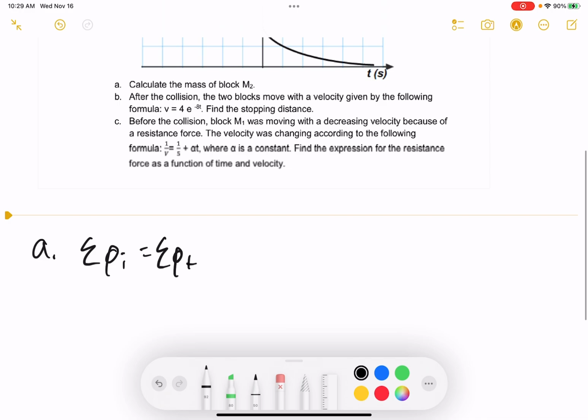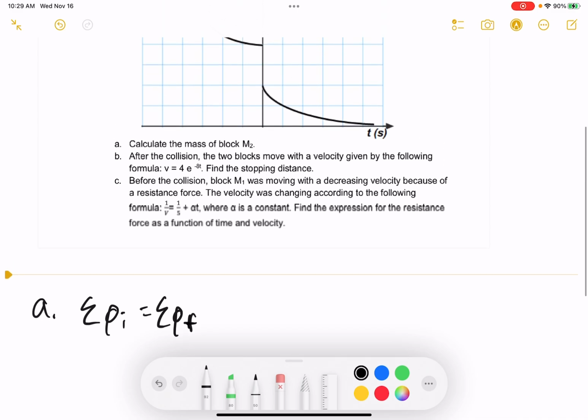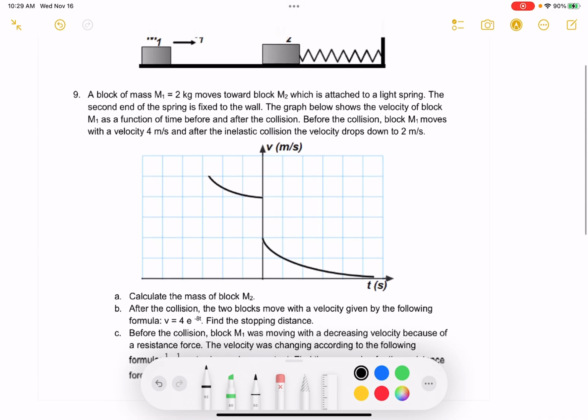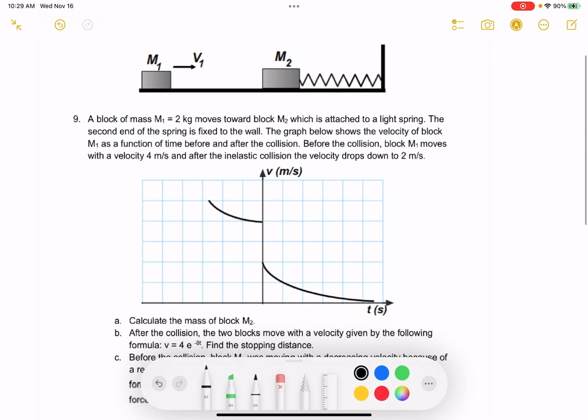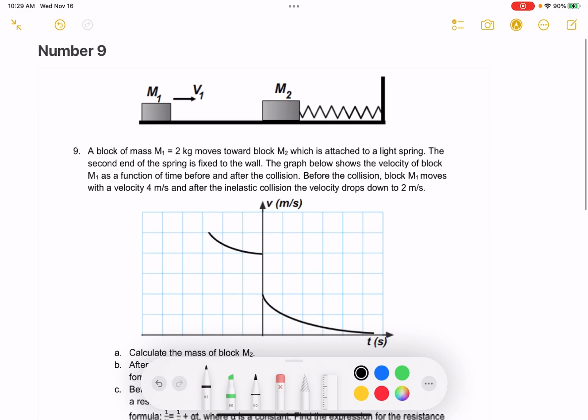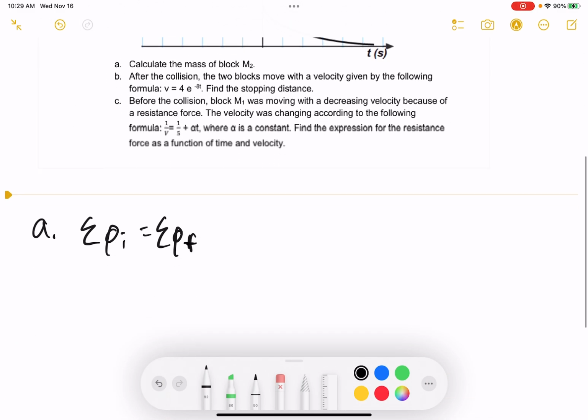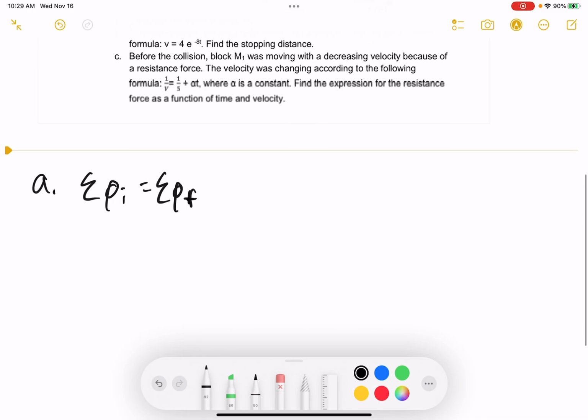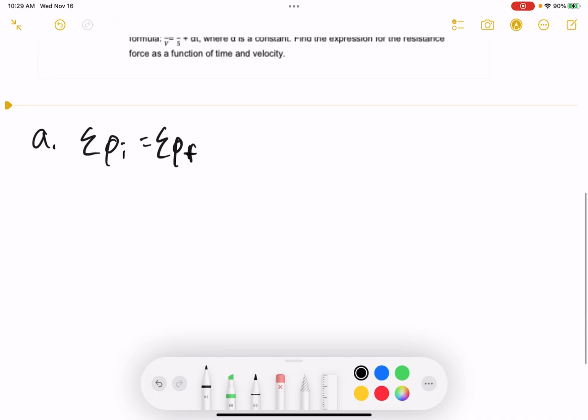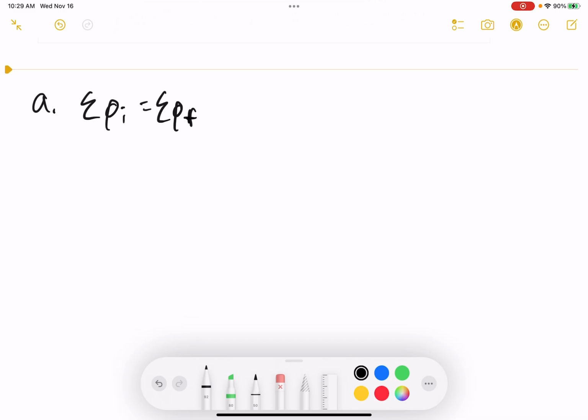The reason I know this is a momentum problem is because it has a collision, and they've also given us enough information. They gave us the velocity before and after. And remember, there's nothing wrong with setting something up and then realizing you don't have enough information and you need to try something else. But let's go ahead and try this.